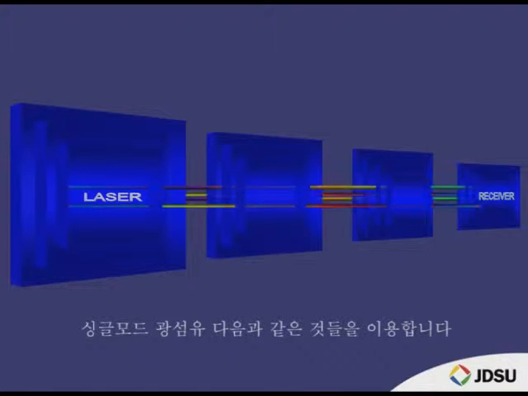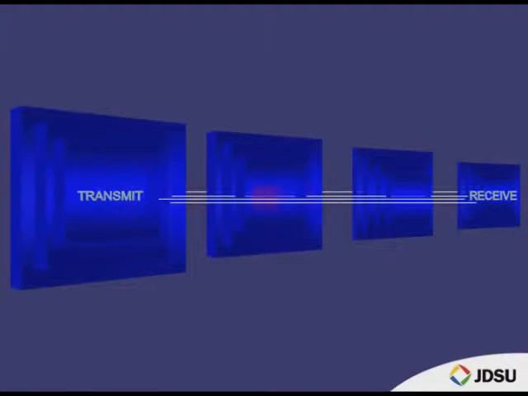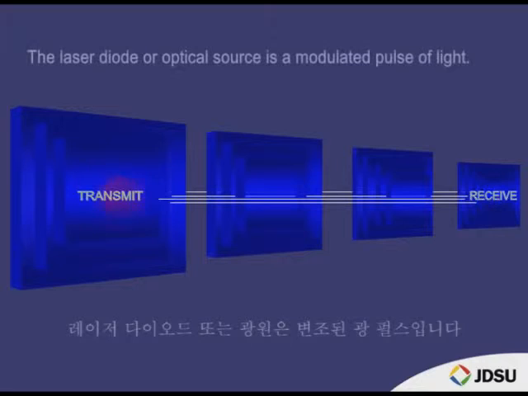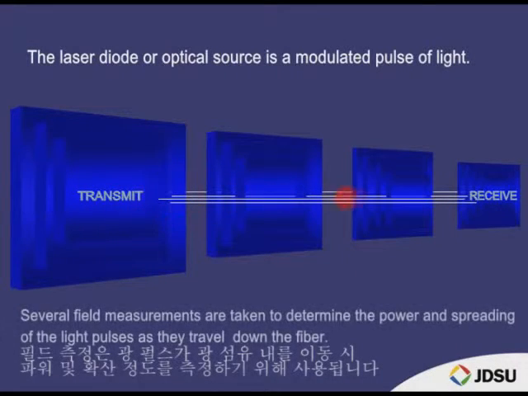Single-mode fiber optics utilizes modulated laser diodes, pure silica glass, optical amplifiers, and photodetectors. The laser diode, or optical source, is a modulated pulse of light. Field measurements are conducted to determine the power and spreading of the light pulses as they travel down the fiber.